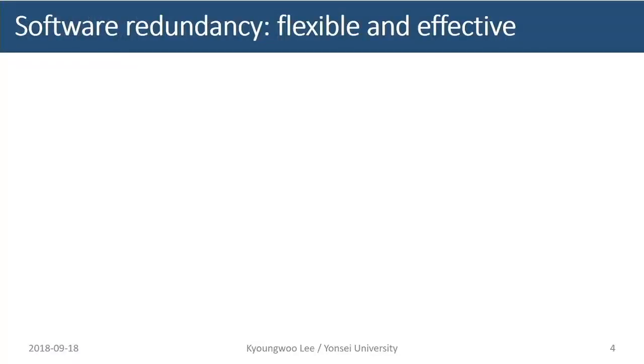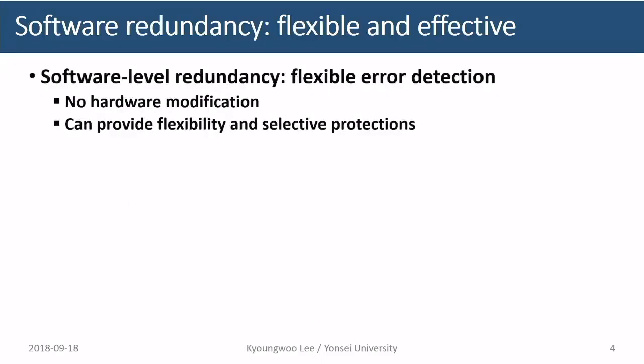To achieve reliability, software redundancy is interesting because of its flexibility and effectiveness. As you can imagine, software level redundancy doesn't have to modify the hardware components, and it can also provide flexibility and even selective protection. That means you can protect some components or modules which are critical.